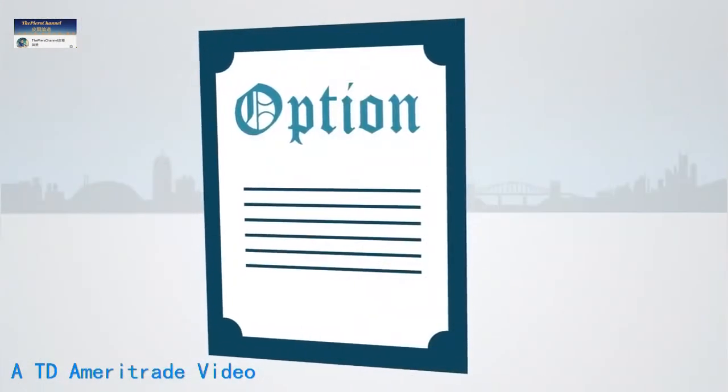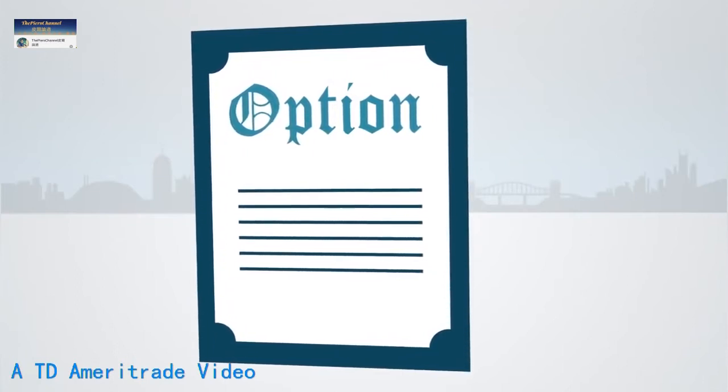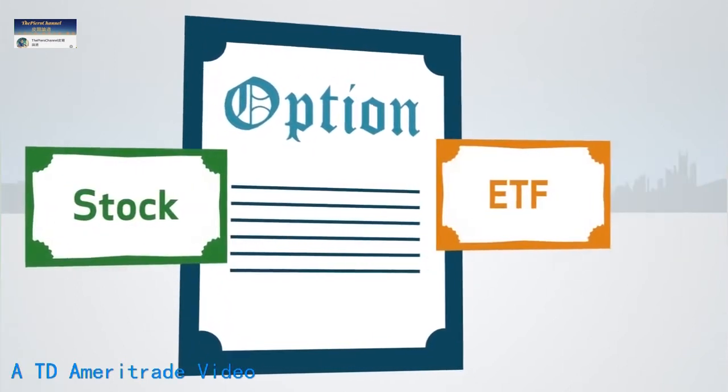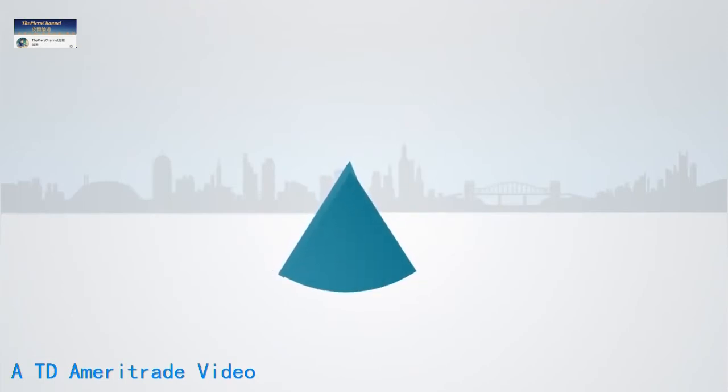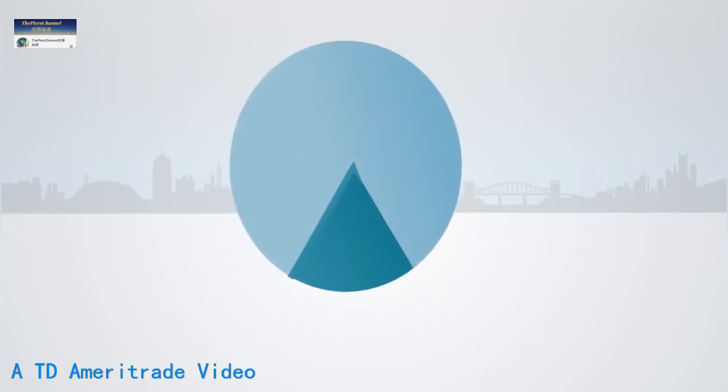Options trading is an alternative way for investors to invest in the performance of a security, such as a stock or an ETF. By trading options, an investor attempts to capture the up or down movement of a security while only investing a fraction of the cost it would take to own the actual security.